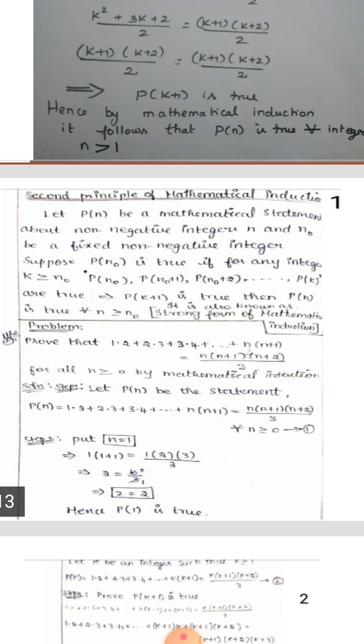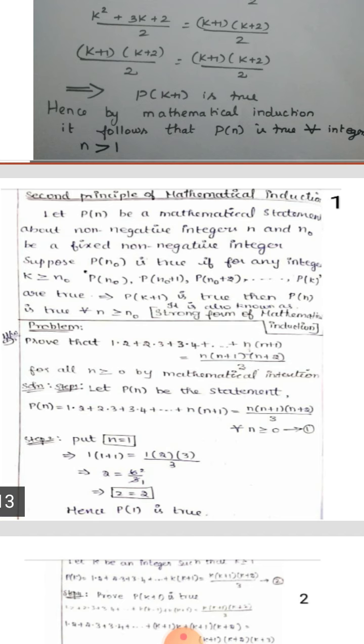The next one is the second principle of mathematical induction. Let P of n be the mathematical statement for non-negative integers n, and n naught is a fixed non-negative integer. Suppose P of n naught is true, and for any integer k greater than or equal to n naught, P of n naught plus 1, P of n naught plus 2, etc., P of k being true implies P of k plus 1 is true. Then P of n is true for all n greater than or equal to n naught. So this is called the second principle of mathematical induction.